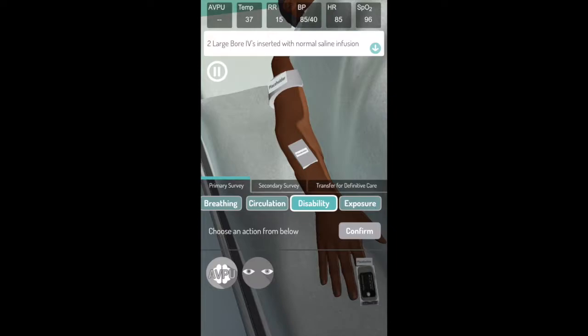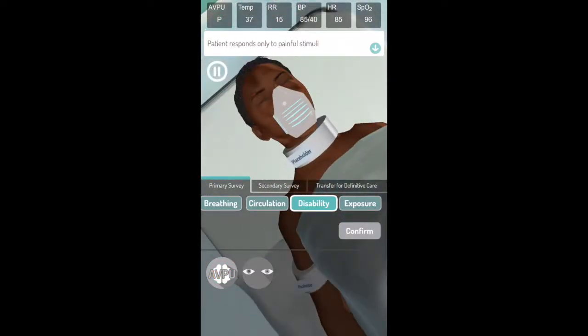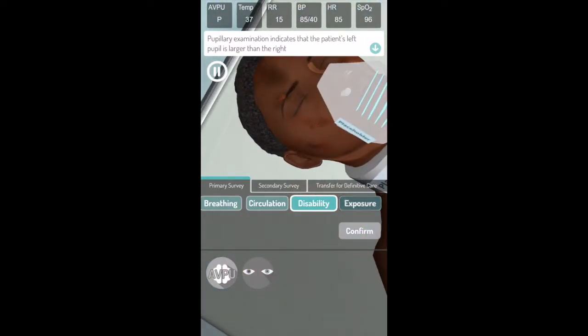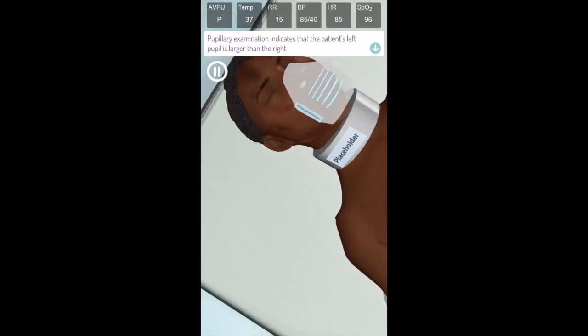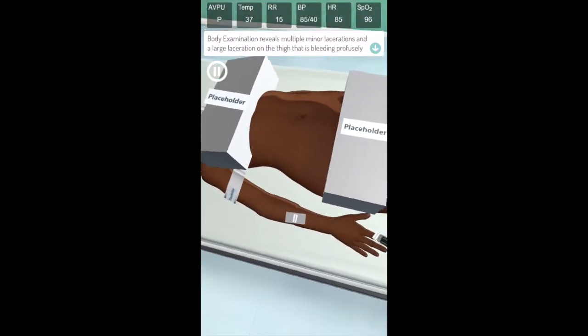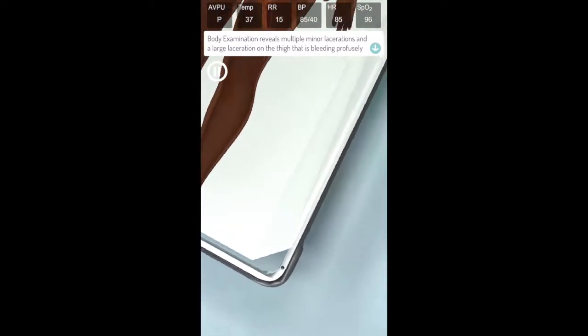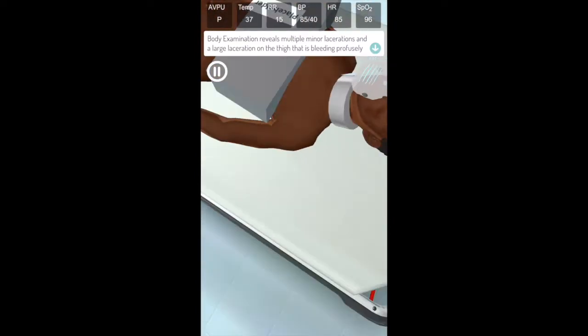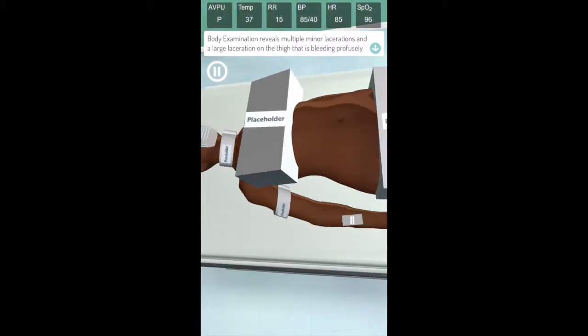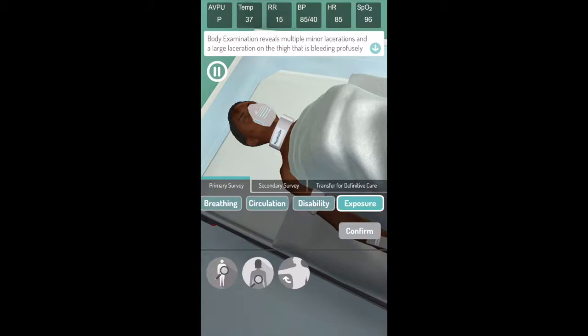We move on to disability, her AVPU level, getting a bit more precision. Not only is she not verbalizing, but she only responds to painful stimulus. So we check her pupils and we find that the left is larger than the right. At this point, we can say we have a hypotensive patient with a head injury of significance. I'm not happy about the cause of her hypotension. We look over her entire body, and there we see a large laceration which is bleeding profusely, which is clearly a part of the cause of her hypotension.